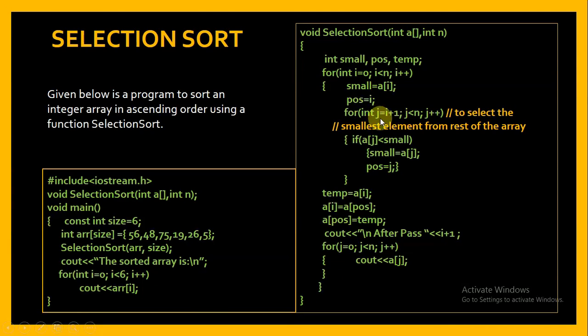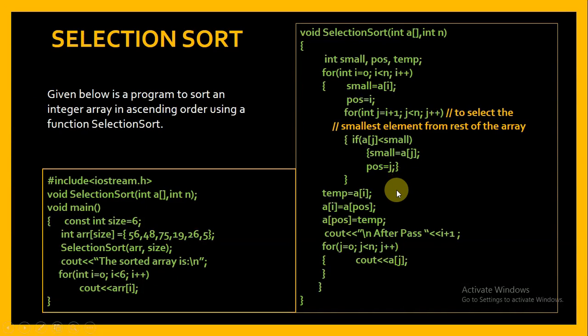Now we will run the next loop from I plus 1 till n, and we will search the smallest element. And if an element is found which is less than small, we will simply store the value of this element in the variable small and its position in the variable pos. Now at the end of this loop, the variable small contains the smallest element of the array and pos will contain the position where this element is stored.